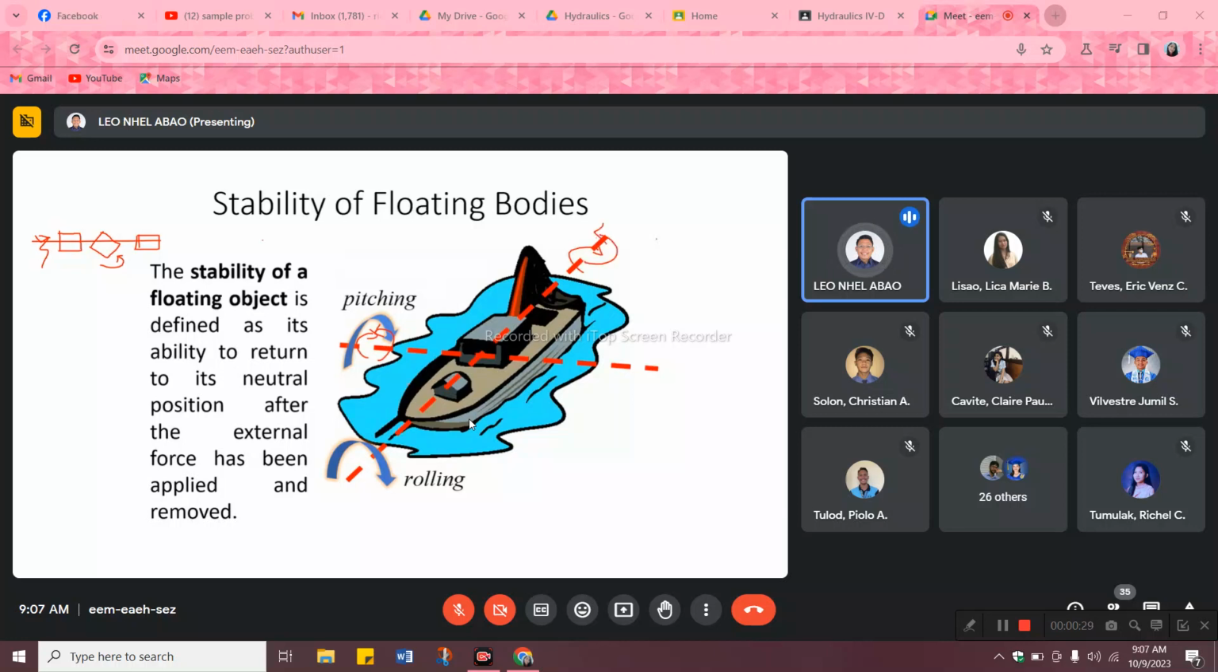So this applies to all kinds of bodies. So that is pitching and rolling. But if you look closely at the figure, the boat is more prone to rolling compared to pitching, because it is tall along this one. So the chance of pitching is very small, while for rolling the chance is greater. So most of the problems pertaining to the stability of floating bodies assume that the experience of the body is rolling.